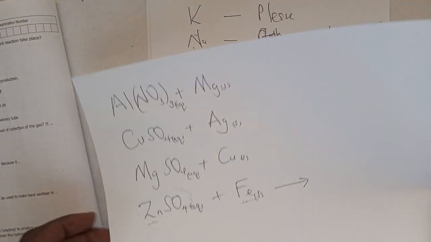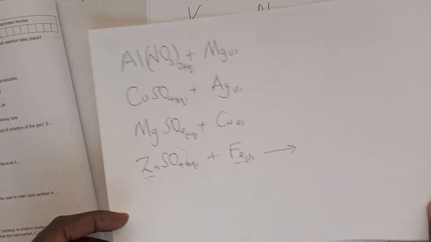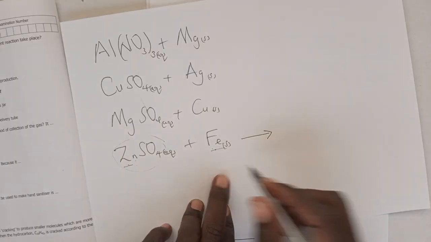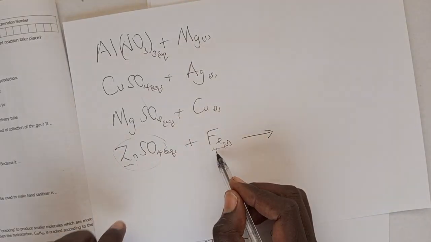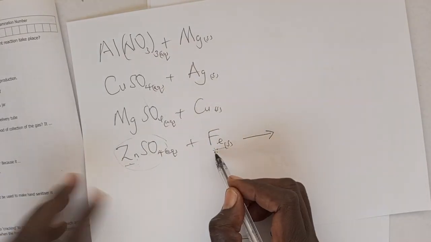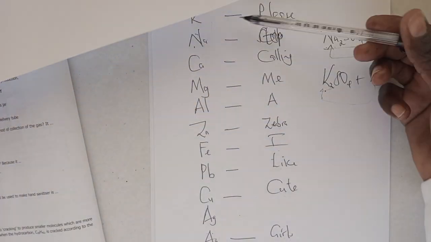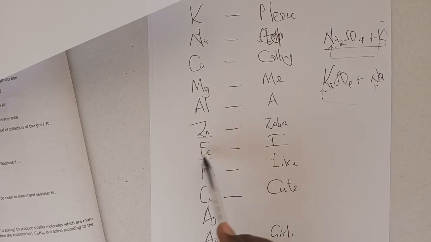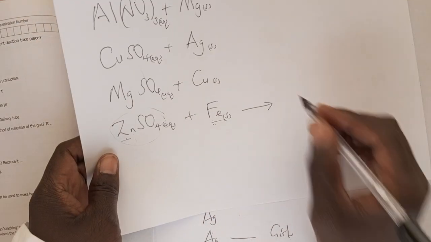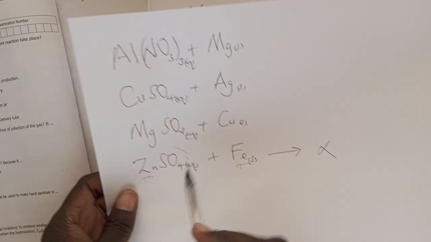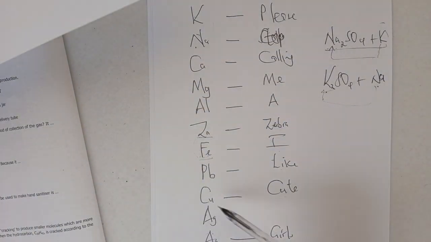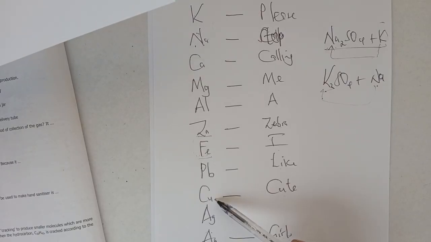So when we come back to this, we will use the reactivity series to determine where the displacement reaction can possibly occur. So here, which one is more reactive between zinc and iron? So when we follow this, we find that zinc is somewhere here, iron is below zinc. So iron cannot replace zinc. It's not possible. What about here, magnesium and copper? Which one is more reactive? When we come here, copper is even less reactive.